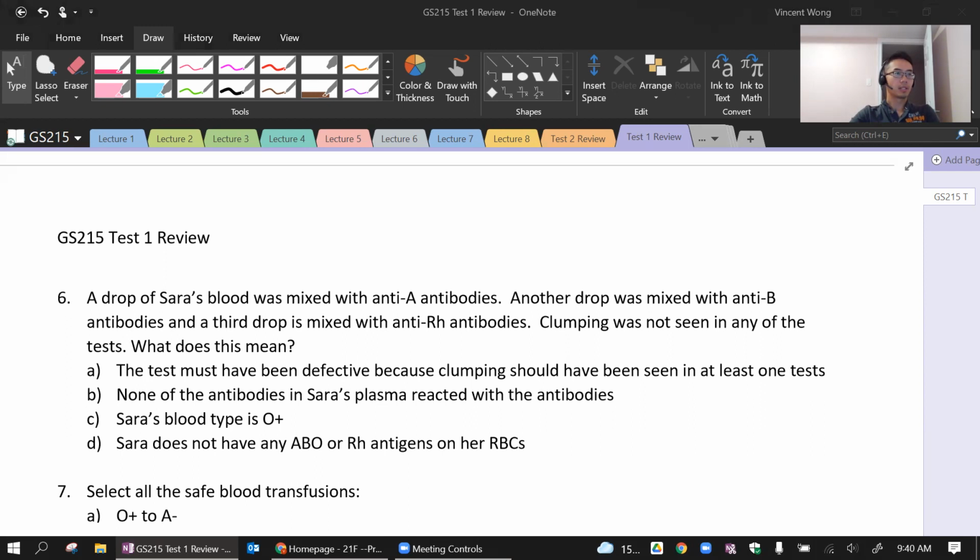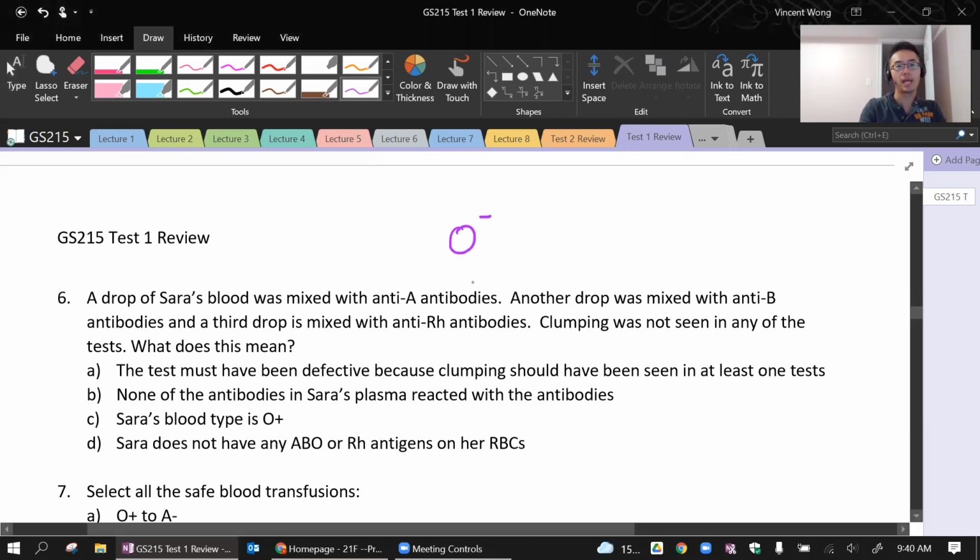All right, only 7 of you answered, and here are the results. So no reaction with antibody A, no reaction with B, and no reaction with RH, which makes this person O negative. Okay, and so Sarah does not have any ABO or RH antigens on her RBCs. That's why she is O negative. Okay, the test is not defective. It's okay that there is no clumping at all.